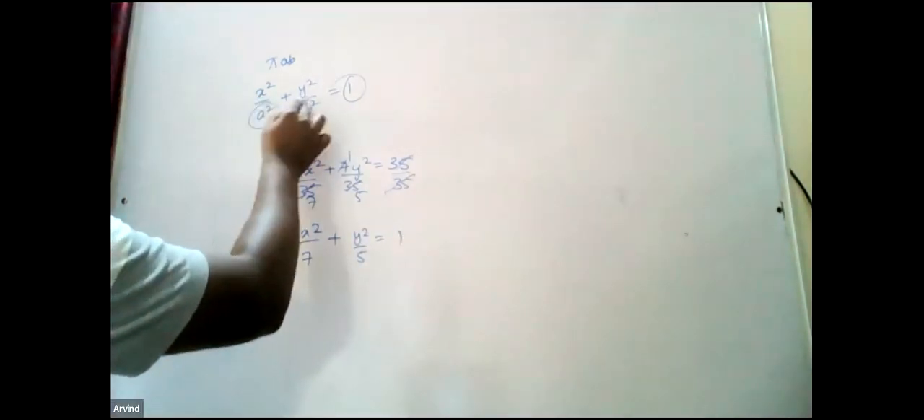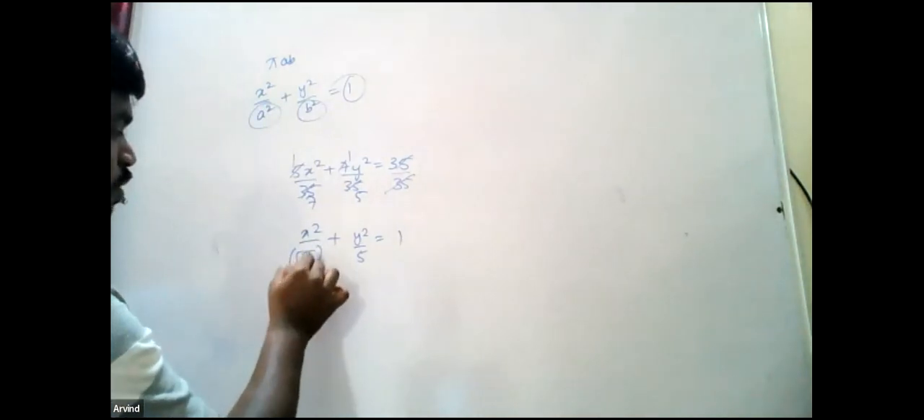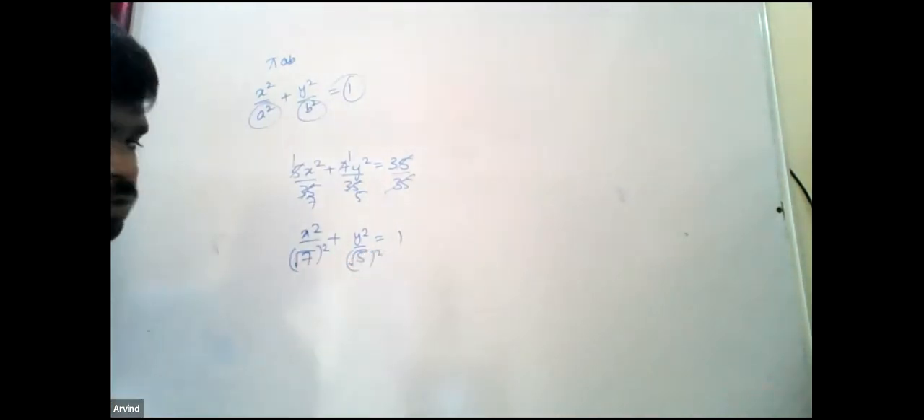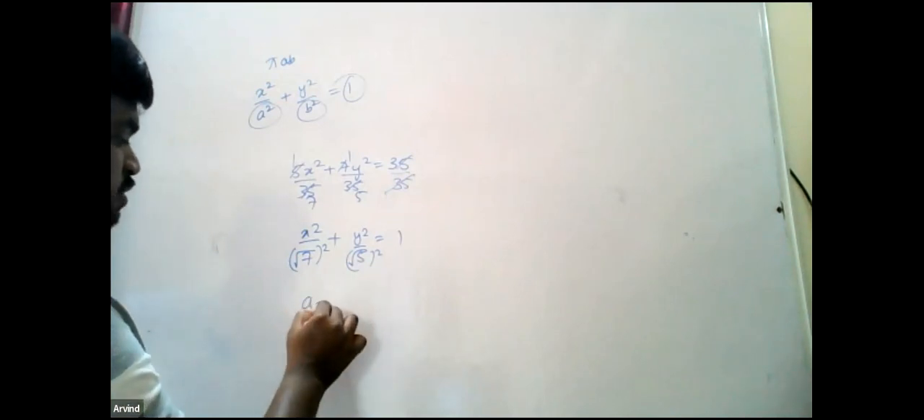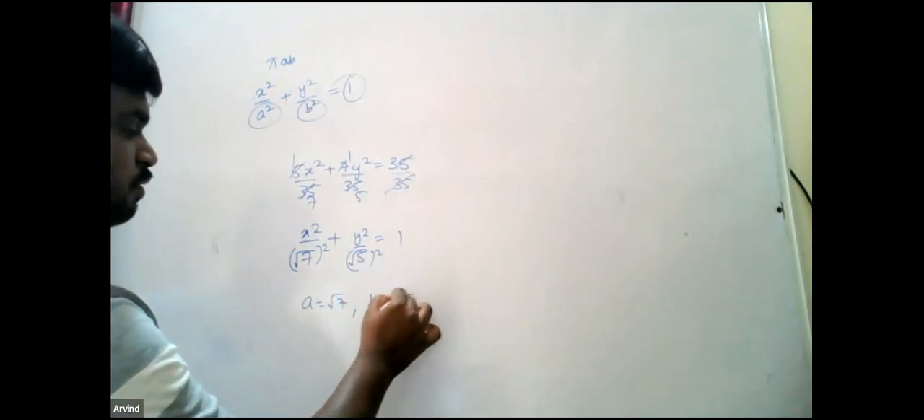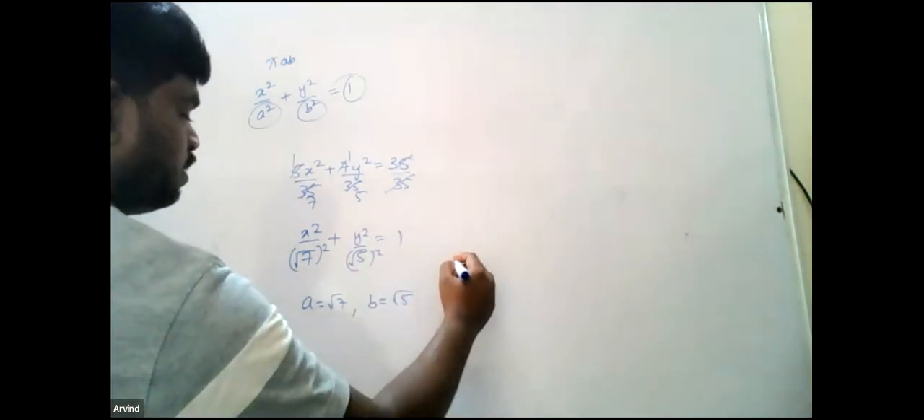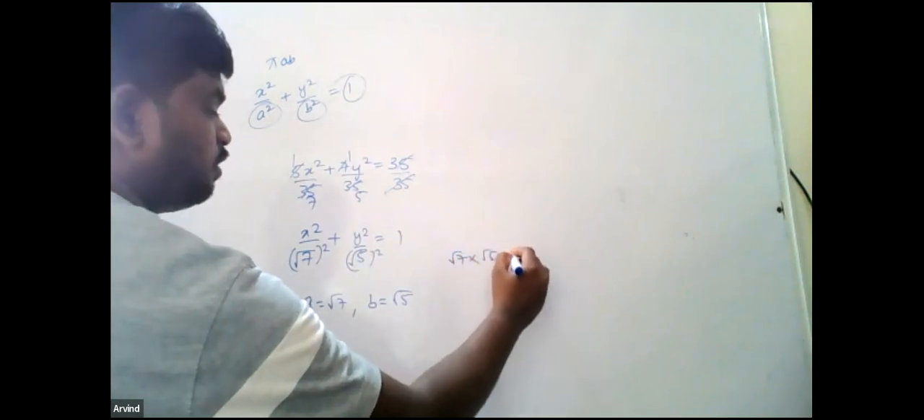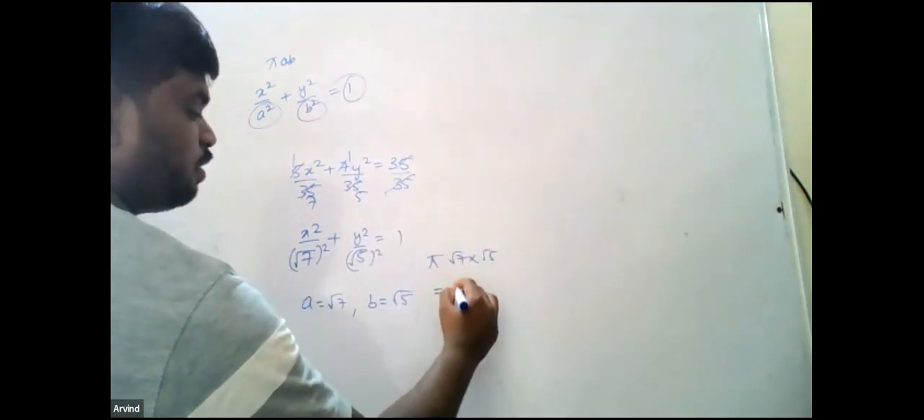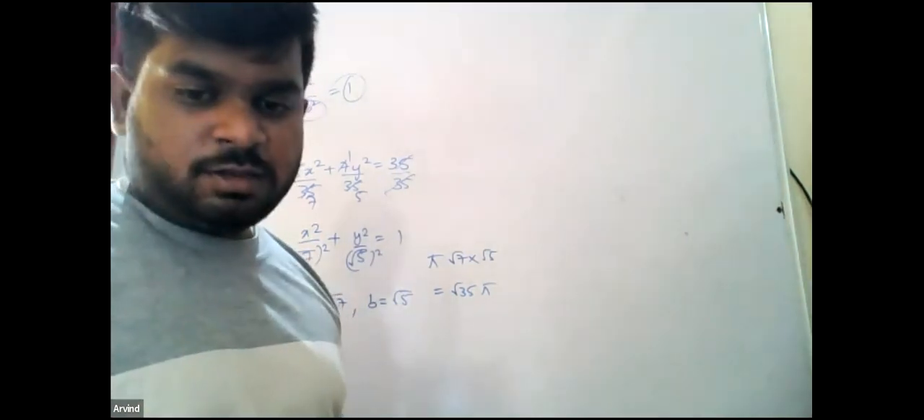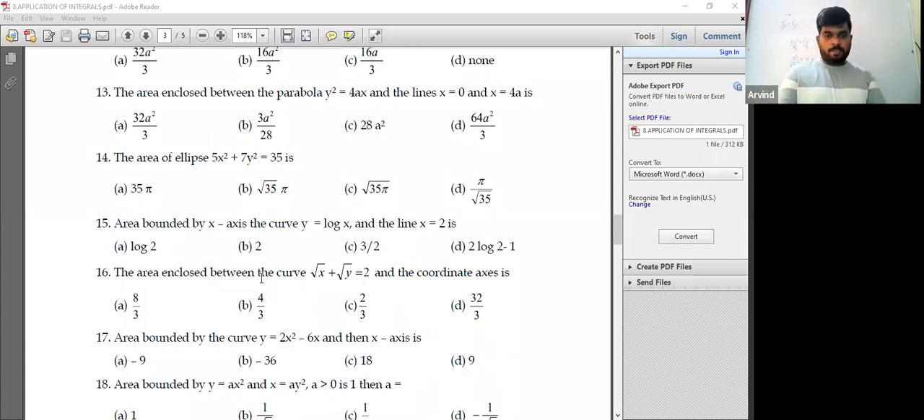1. Still it is not in the standard form because in the denominator it should be a square and b square. So we can write it as root 7 the whole square, root 5 the whole square, which implies a is root 7, b is root 5. So we got it in the standard form and the values of a and b. Therefore pi ab, so it is pi into root 7 into root 5, which becomes root 35 pi square units. So option B.